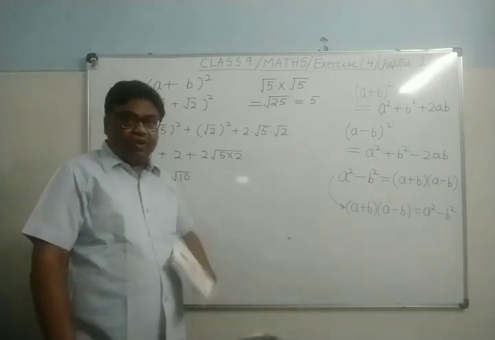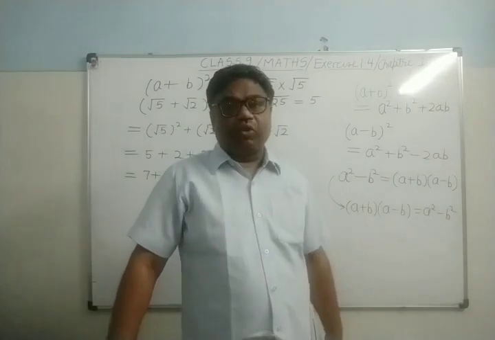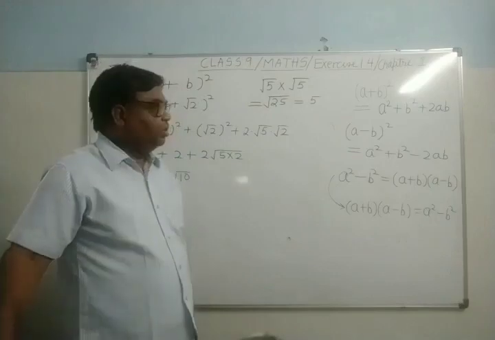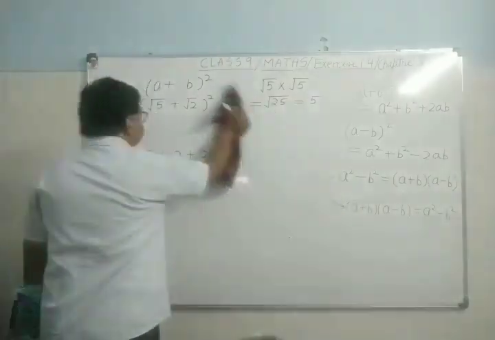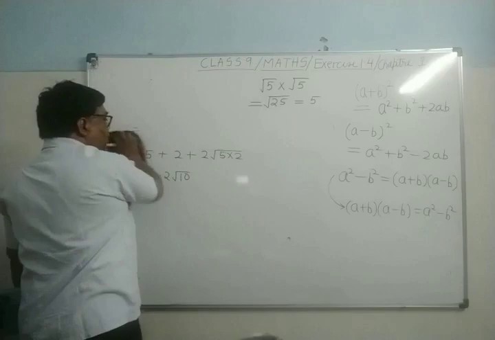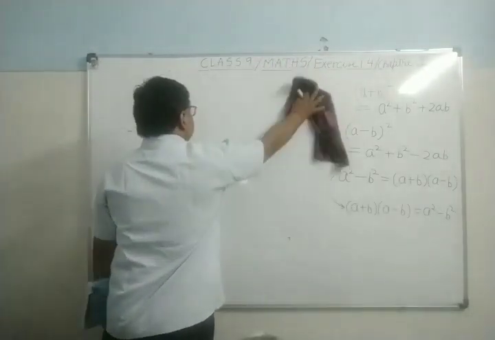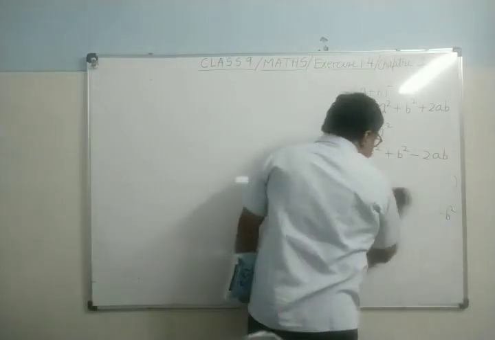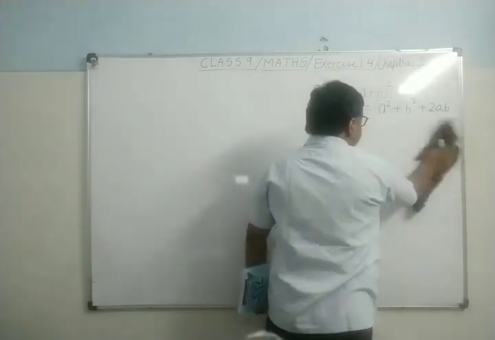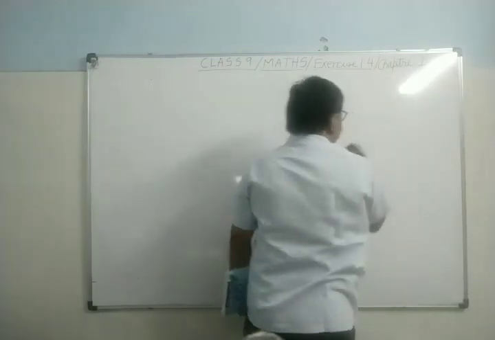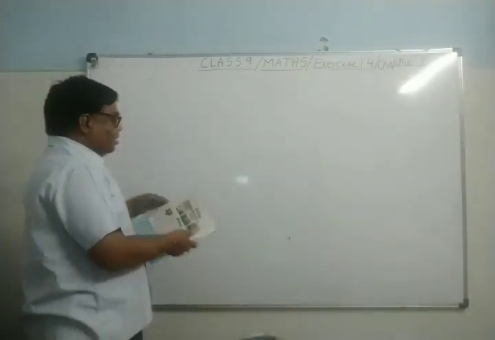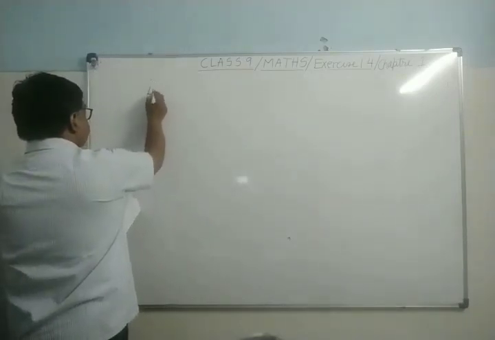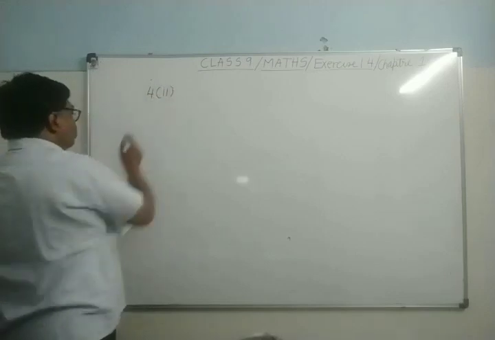Then see question number 3 and 4. Here the value of root 2 is given, the value of root 3 is given, and then you have to simplify a mathematical expression which contains surds, square roots, cube roots like this. I am taking only one part from both the questions. So it is the 4th question, second part.